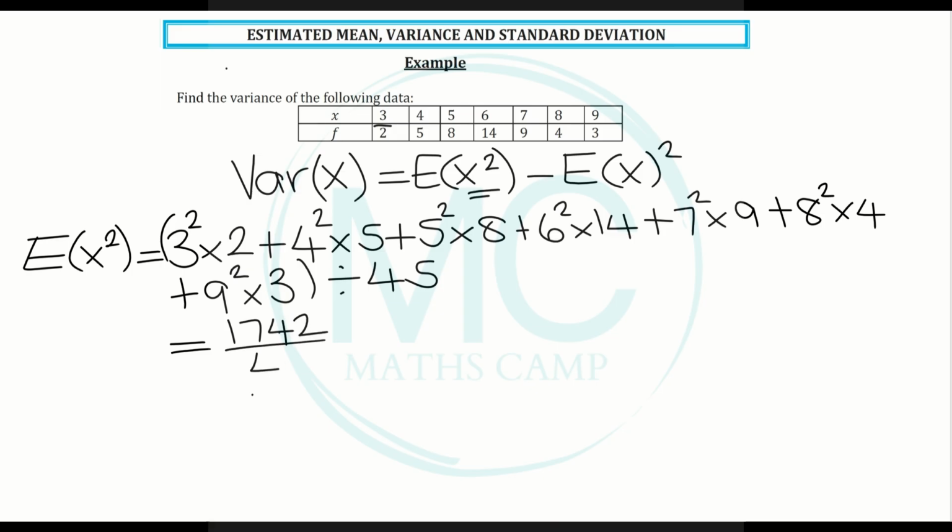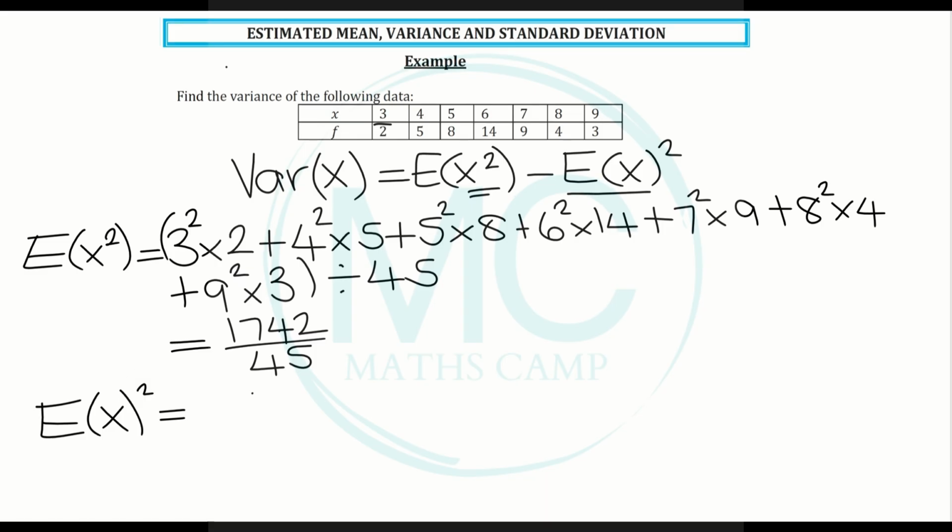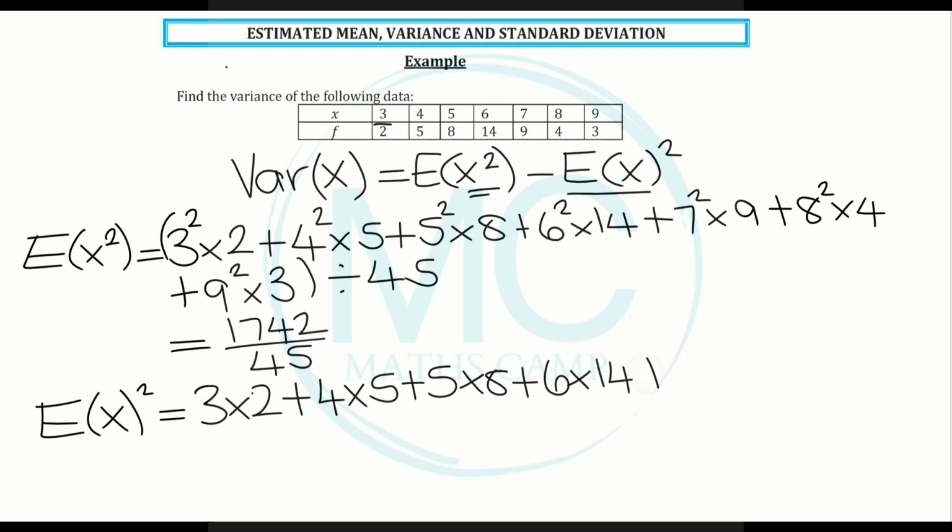1,742 over 45. Now I need ex squared. So we need to find the estimated mean ex. To find the mean, let's start by multiplying every x term by its respective frequency and adding these together. So I can say 3 multiplied by 2 plus 4 multiplied by 5 plus 5 multiplied by 8 plus 6 multiplied by 14 plus 7 multiplied by 9 plus 8 multiplied by 4 plus 9 multiplied by 3.